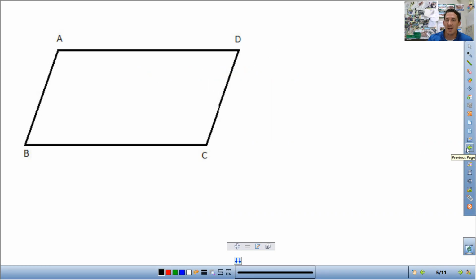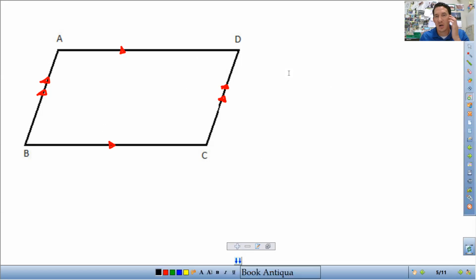Starting off, a parallelogram is called a parallelogram because its opposite sides are parallel. So this side here is parallel to this one down here, and then these on the sides are parallel to each other. So that's why it's called a parallelogram, because the opposite sides are parallel.